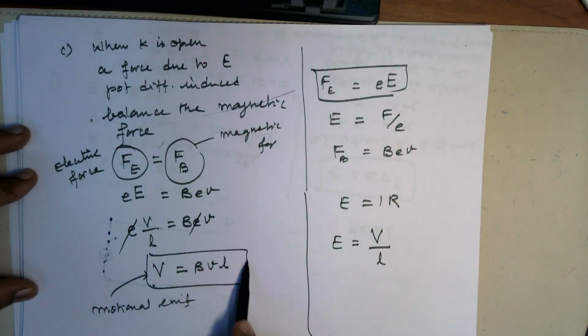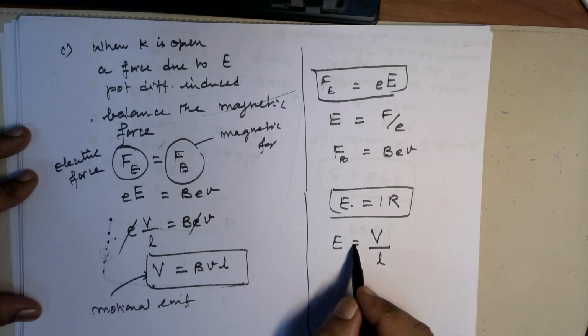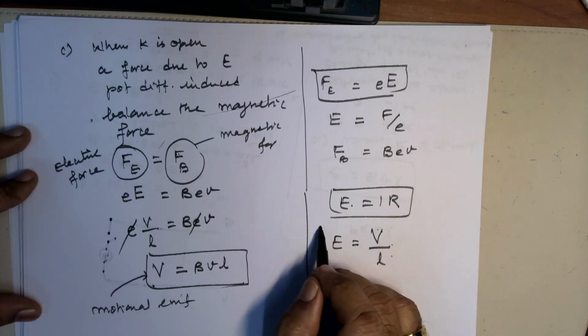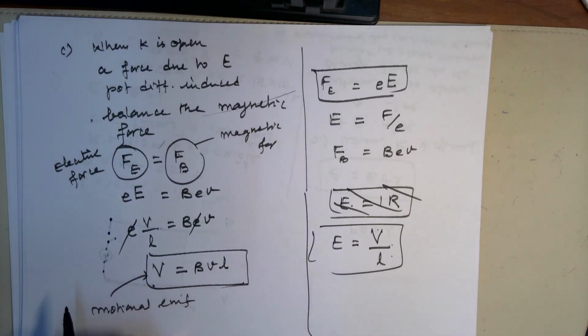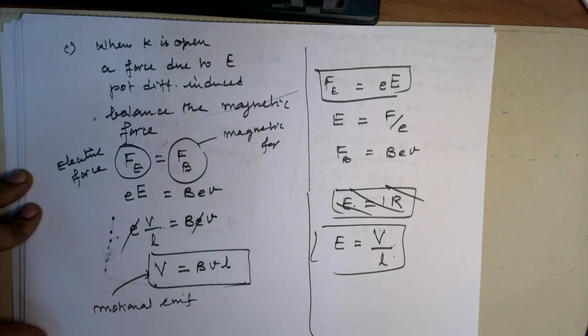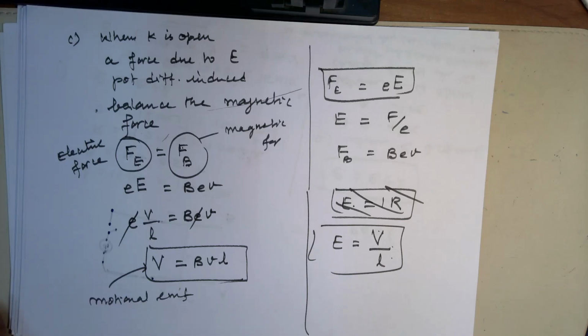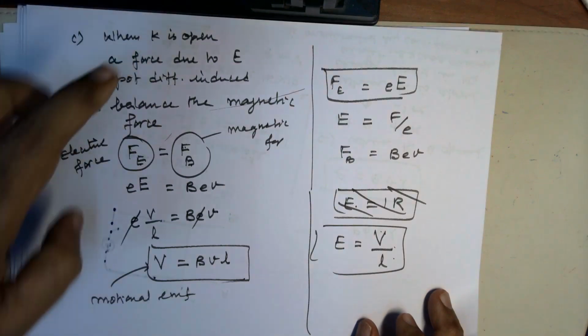That is different. V is equal to IR. V by L in this case, that is voltage per length. It has nothing to do with this. This is different. So let me not introduce it here. The voltage across the length is taken as E here. So this is the explanation for what happens here when K is open.